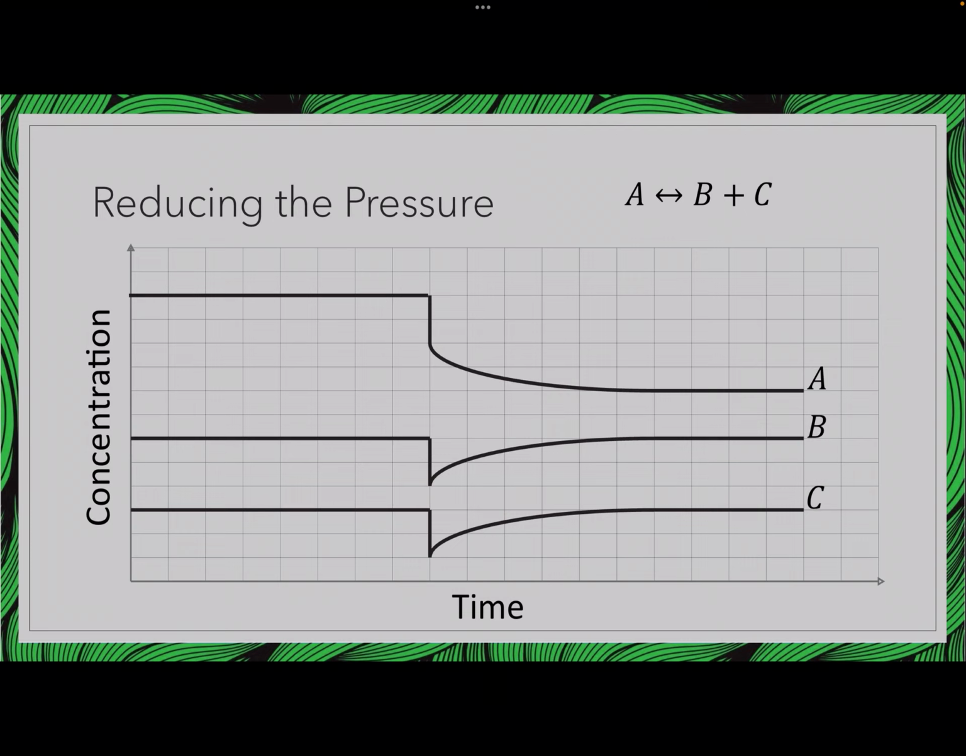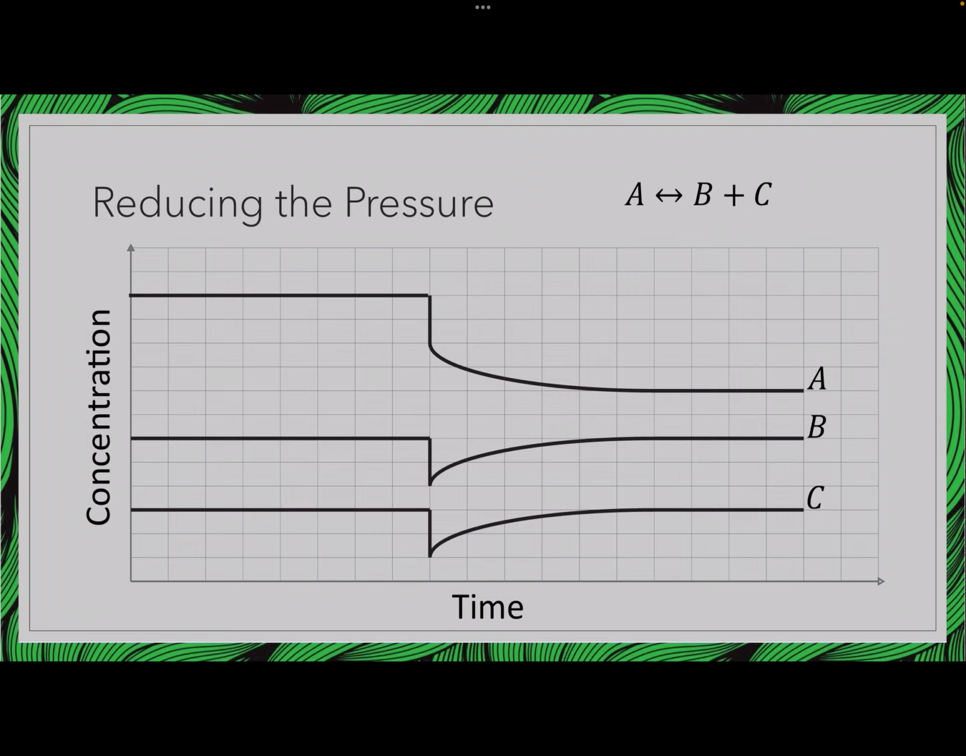Now, looking at our reaction equation, when we reduce the pressure, it's going to want to counteract the change by increasing the pressure. To do that, it's going to move to the product side. And so we can see that the concentrations of B and C increase after that change, and the concentration of A reduces after that change.